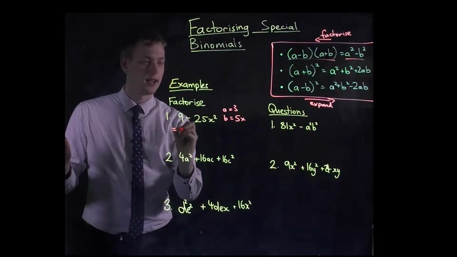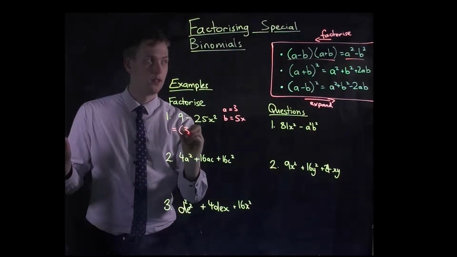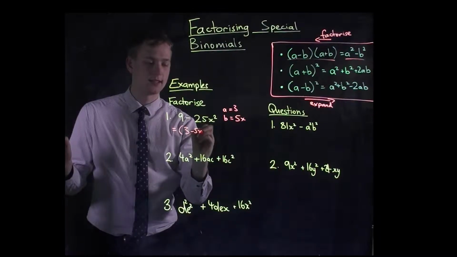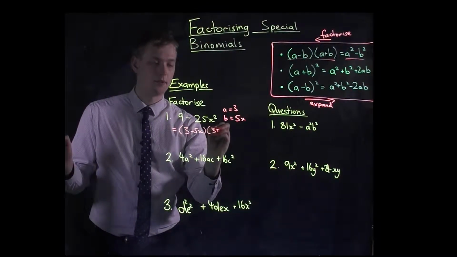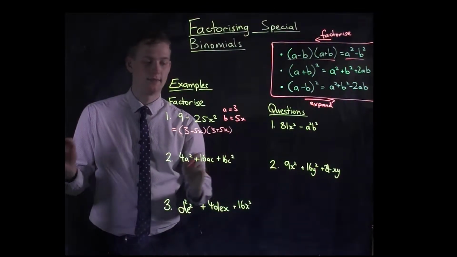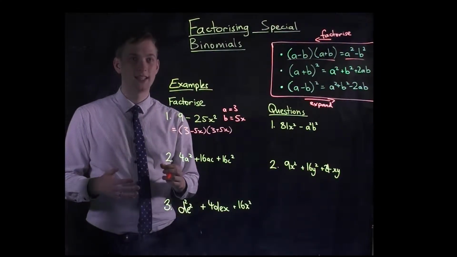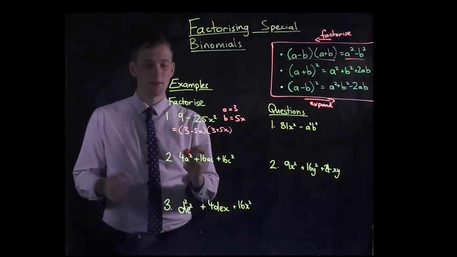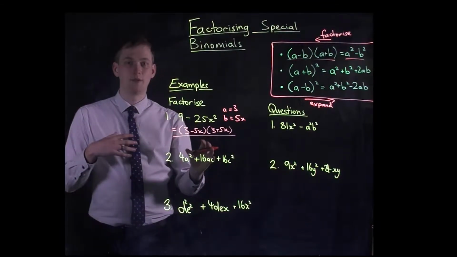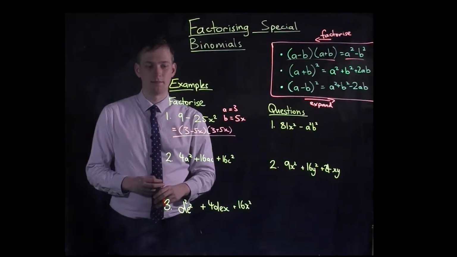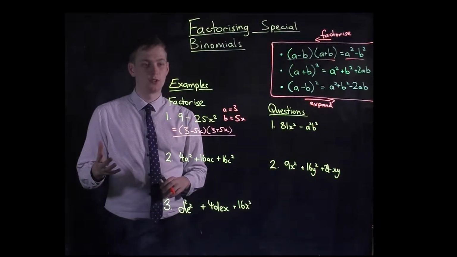So now we can pretty easily go back to this shape. So we're going to write 3 minus 5x, 3 plus 5x. Now we can check this by then expanding again, but I'm just going to leave it like that. So that's how we would first factorize the first one, or a difference of two squares.